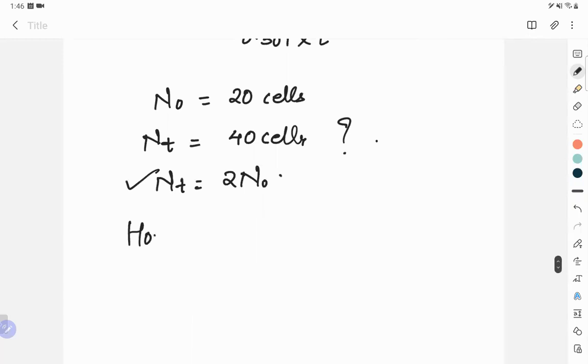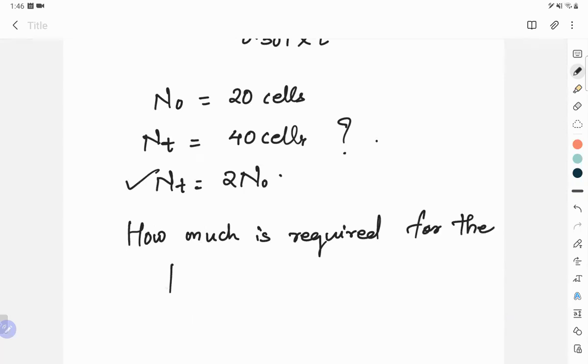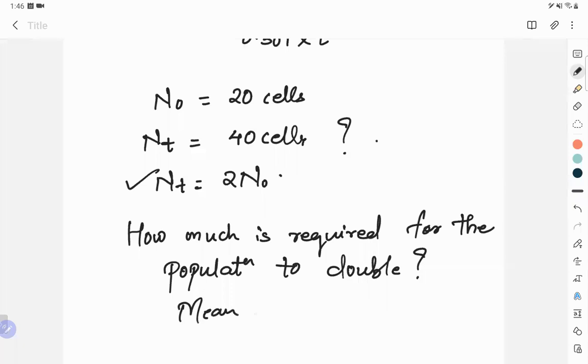That how much time does it require for a population to double? Okay? How much time is required for the population to double? This is called mean generation time.